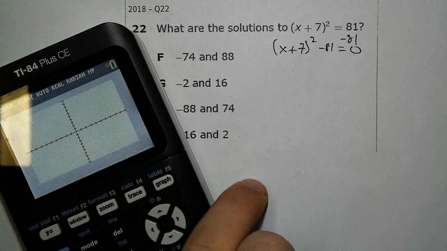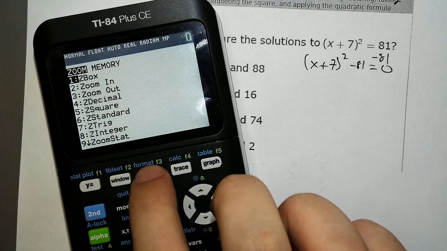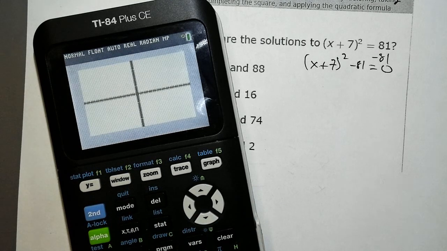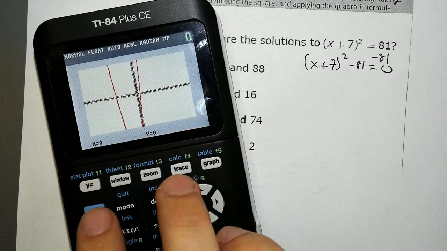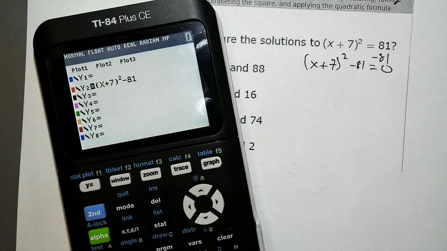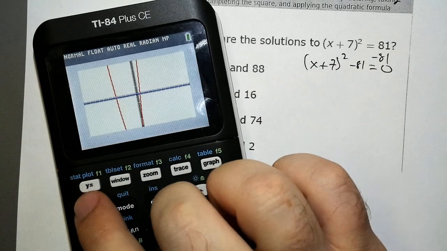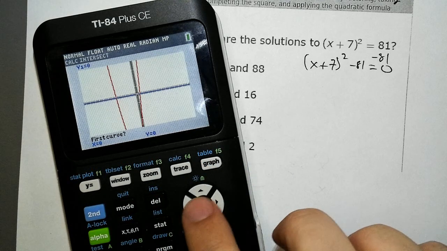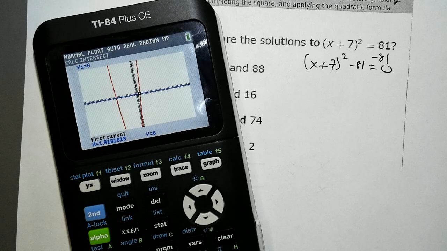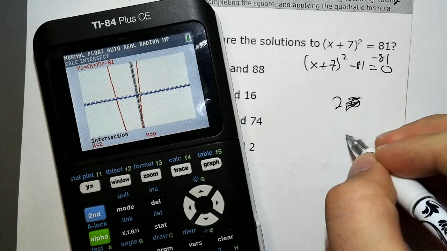When you hit graph, you can only see one solution, right? So we've got to zoom out. Now I see 2 solutions. To get those exact ones, go back to your y equals, type in 0 for your other line, and then we're just going to see where it intersects with 0. So second, trace, intersect, and let's get this one on the right. So that's at 2, 0. So your solution there is 2.